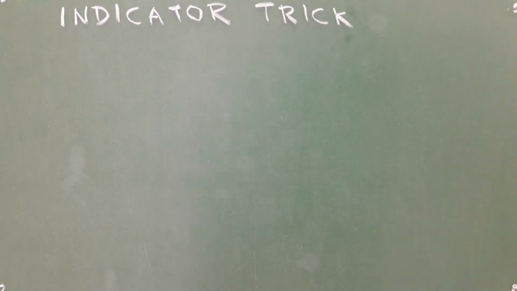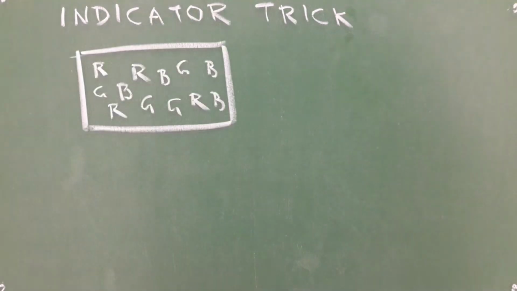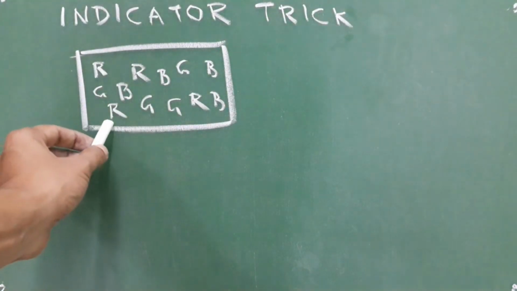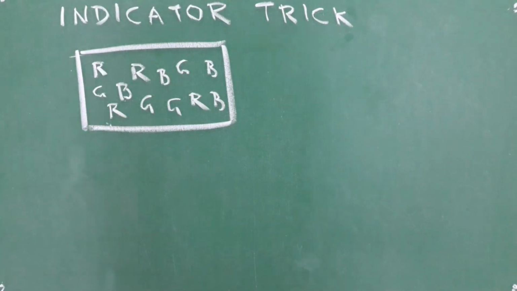In the last video, we talked about the indicator trick. Here, we are going to give the details. Suppose that we have our population where every element is either of type red, green or blue. From this, we draw a sample.